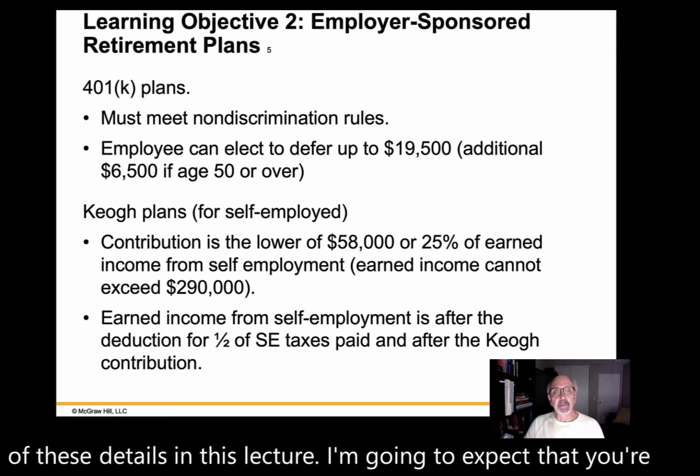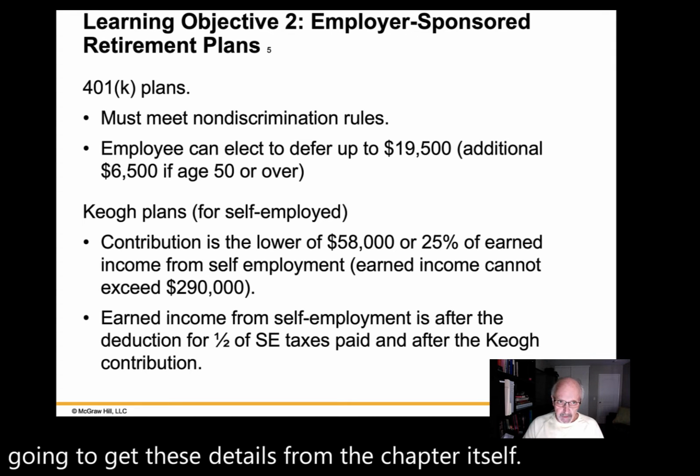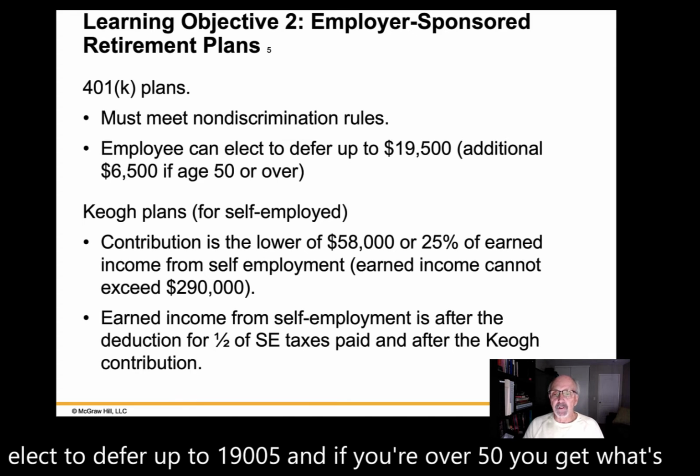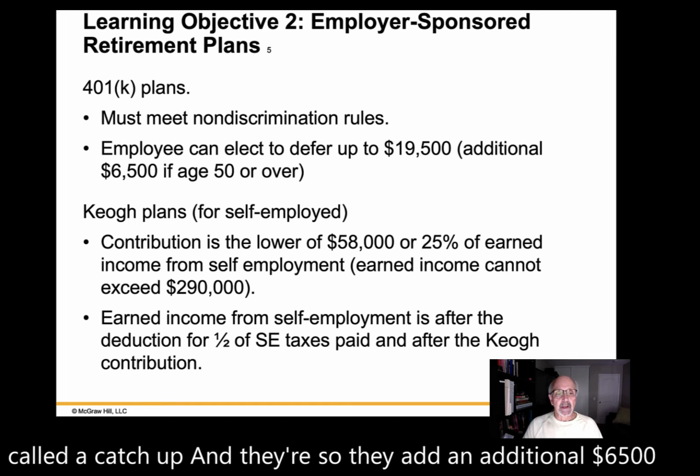401k plans must meet non-discrimination rules. Employee can elect to defer up to $19,500, and if you're over 50, you get what's called a catch-up. So they add an additional $6,500 of possible deferrals. Keogh plans are for self-employed.